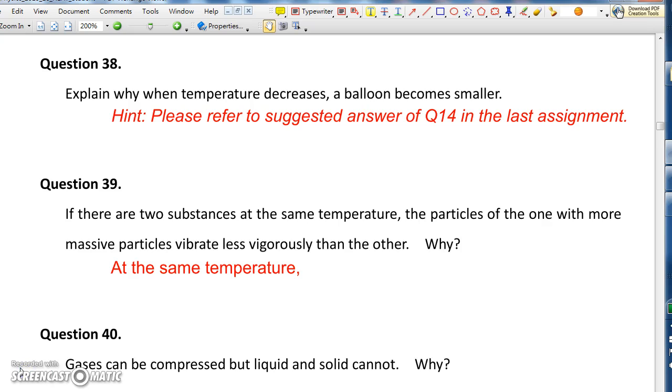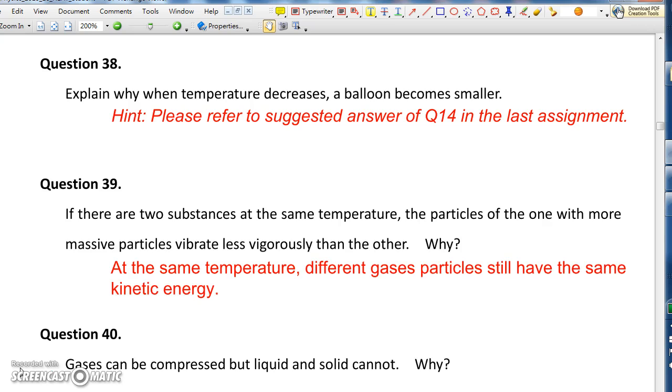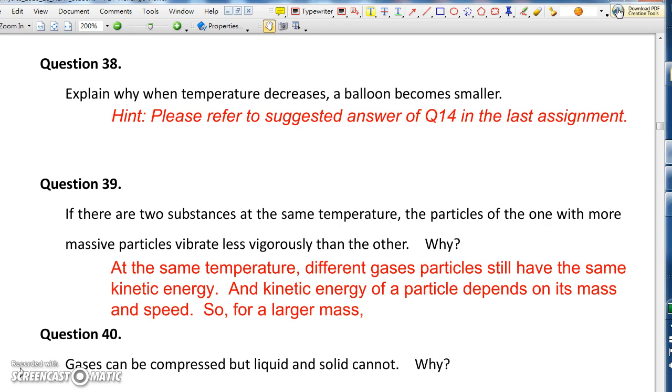Let's take a look at question 39. It asks what happens at the same temperature to two different kinds of gas particles when one is more massive than the other. At the same temperature, different gas particles should have the same kinetic energy. So, if the kinetic energy of a particle depends on the mass and the speed, then for the larger mass, the speed should be smaller.